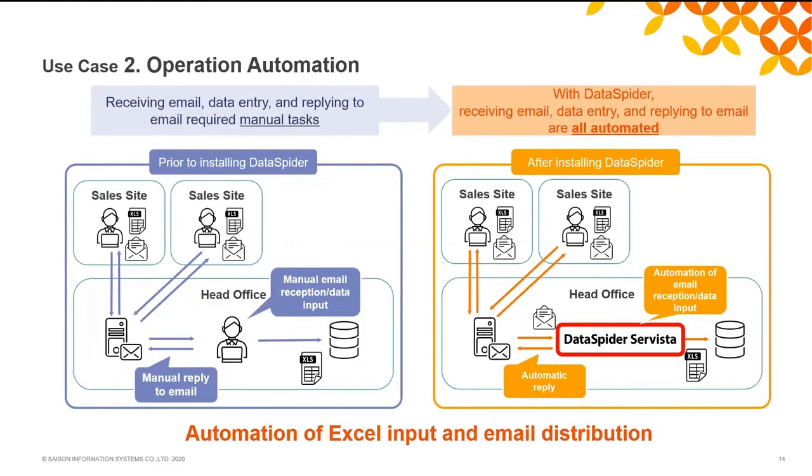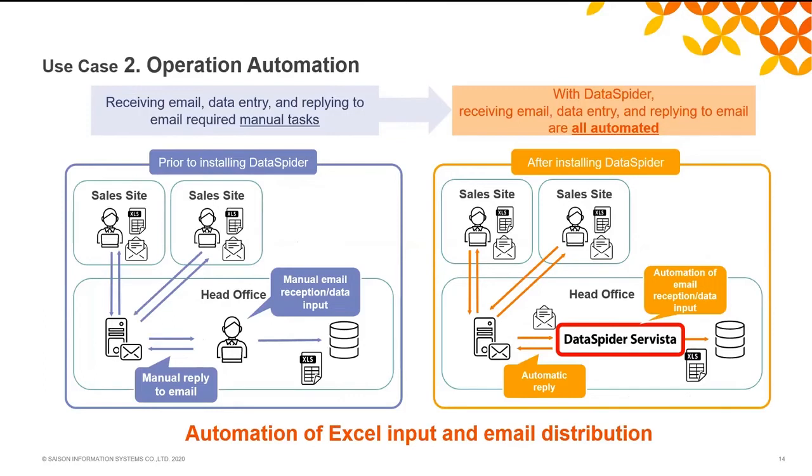Use Case 2. Operation Automation. This use case explains how to automate the manual tasks, which are mainly file operation. Even with various available tools to manage data, it is still common to use Excel for data management and collection.